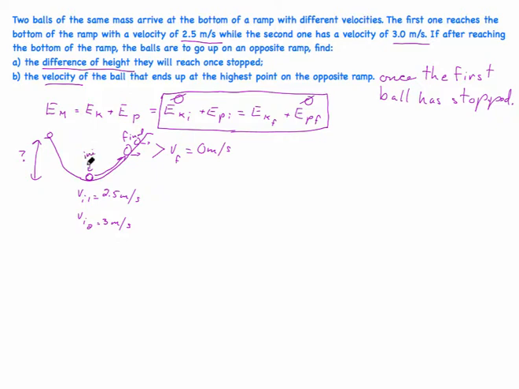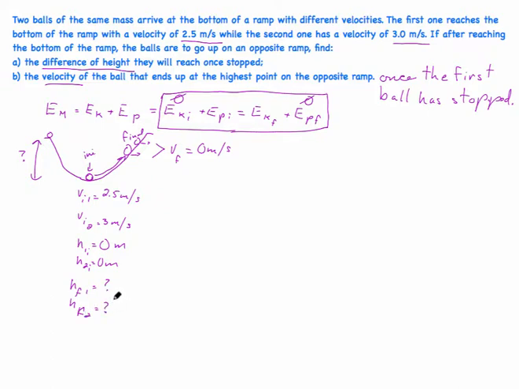Well, we know that in the initial position, the height of balls 1 and 2 is going to be the same, and we're going to consider this to be a reference position, so it's going to be 0. So initial height 1 and initial height 2 are both 0 meters. And we're looking for the final height of the first ball and the final height of the second ball as well.